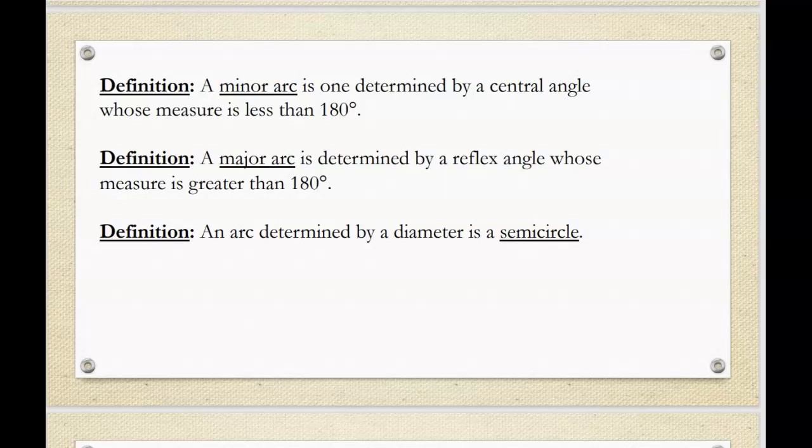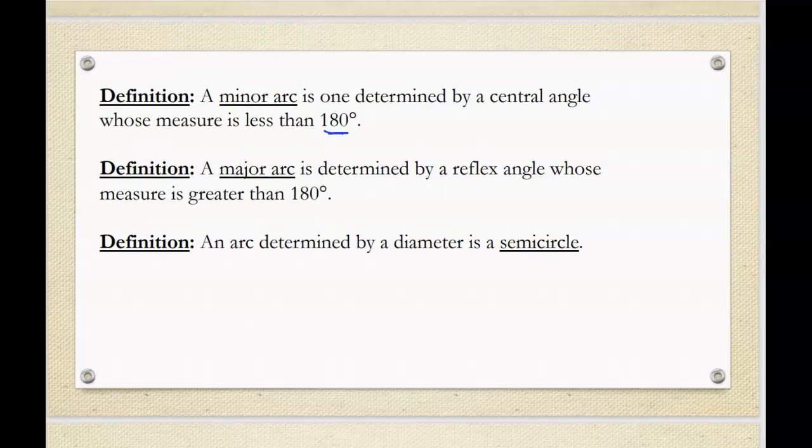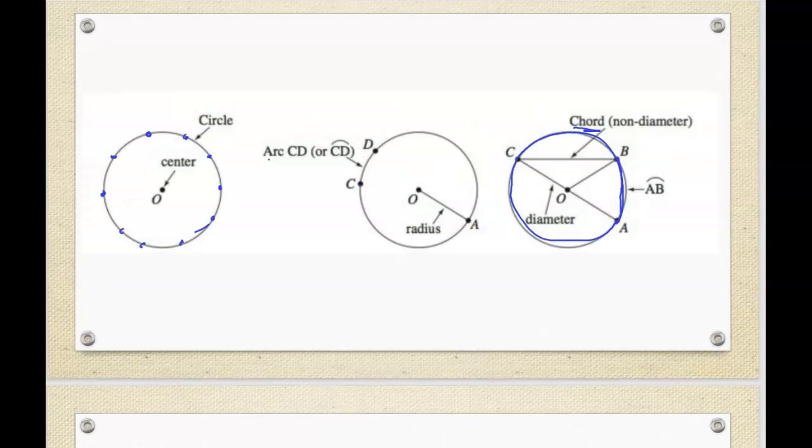Minor arcs, less than 180 degrees. So if I go back up here and look at these arcs, remember a straight angle is 180 degrees. So this from C to B would be considered a minor arc because it would be less than halfway around. B to A would also be considered a minor arc.